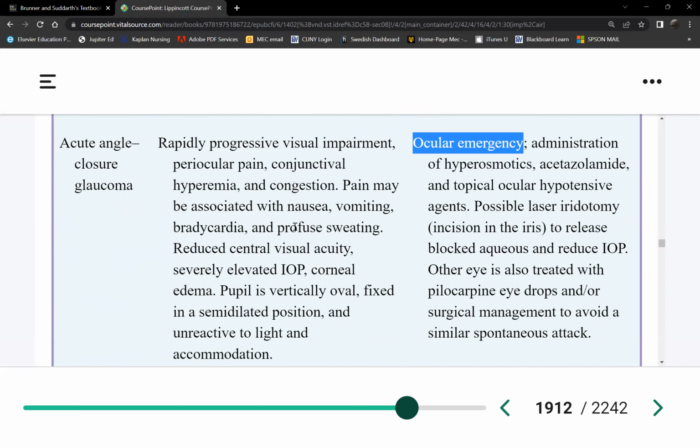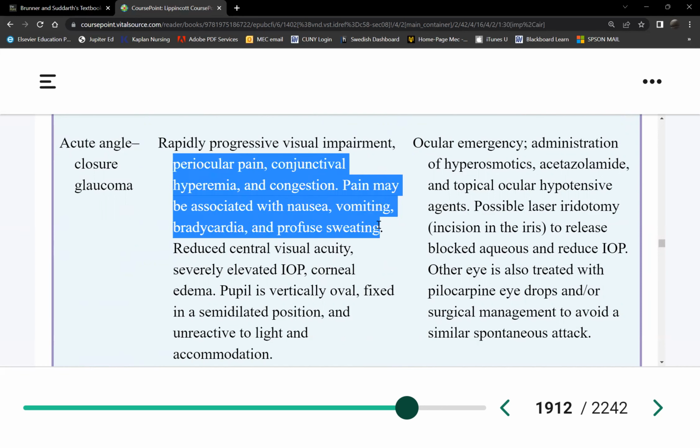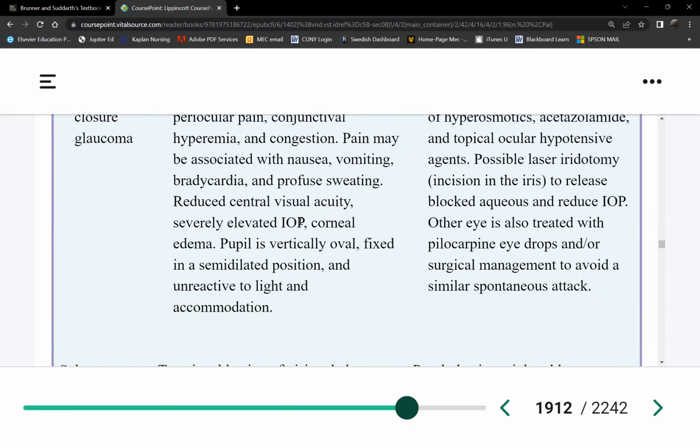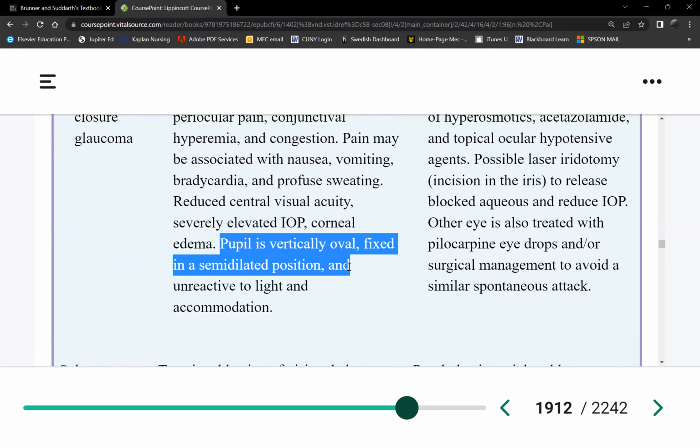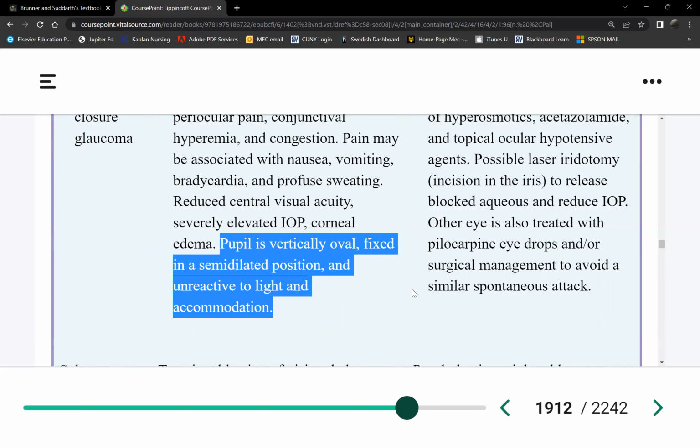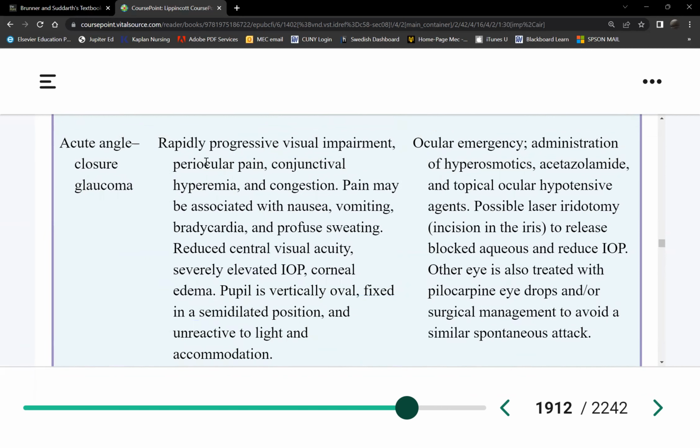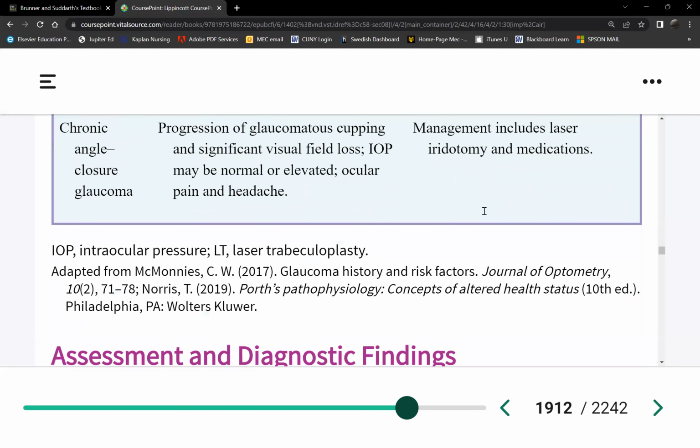So what are the manifestations? These are the patient's symptoms. Ocular pain, eye pain. There's nausea, vomiting, bradycardia, profuse sweating. And then on examination, the patient will have an edematous cornea. Of course, the IOP is high, and the pupil is vertically oval, fixed, and semi-dilated, unreactive to light and accommodation. Because we had the symptoms earlier for the chronic glaucoma, this is now for acute angle closure glaucoma. Are we clear? Those are the only two sets of signs and symptoms you need to remember for the exam. Any question?